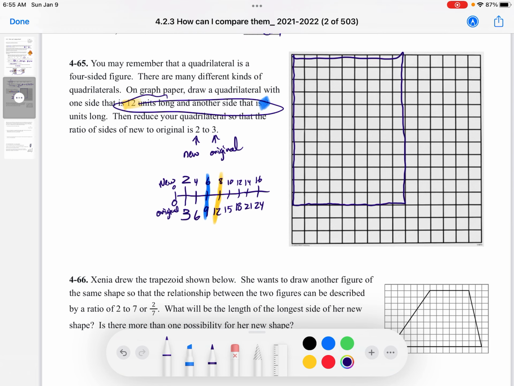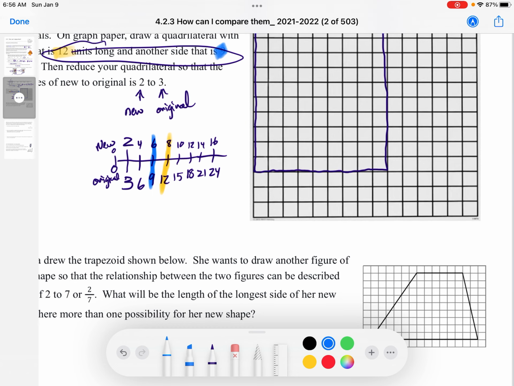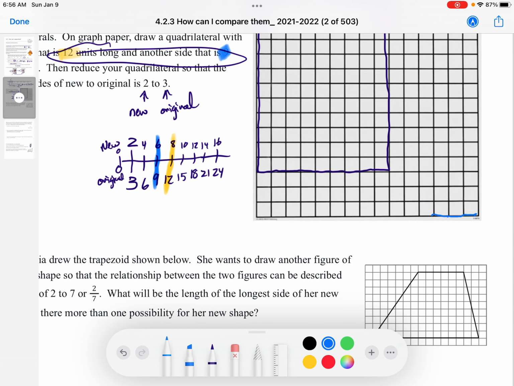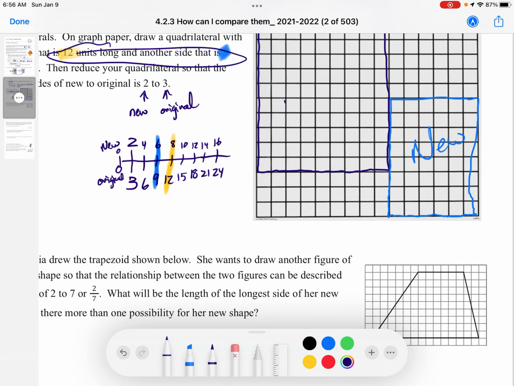All right, so I could draw that 8 by 6. I guess we're going to have some overlap here, right? Probably. So let's do 1, 2, 3, 4, 5, 6. 1, 2, 3, 4, 5, 6, 7, 8. And we can connect them, can't we? Whoops. Kind of fell off there a little bit. New. And this was my original.